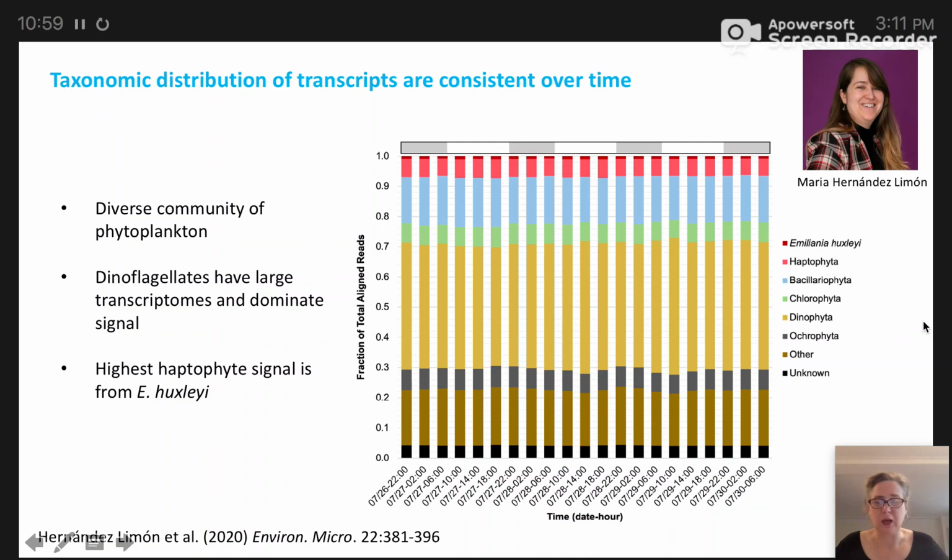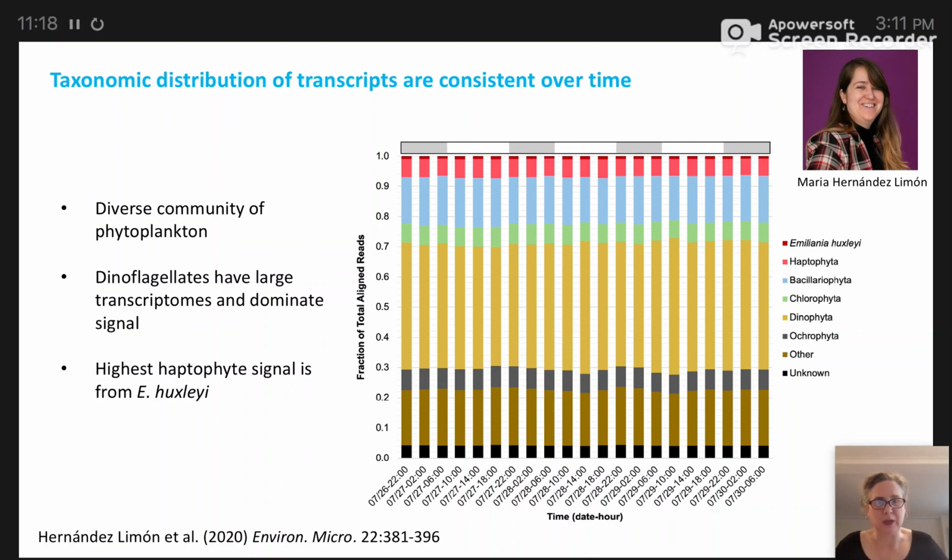I want to mention that this work that I'm talking about is published in Environmental Microbiology with lead author Maria Hernandez Limon. Maria was a Bridge to PhD scholar in my laboratory and is now working on her PhD at the University of Chicago.